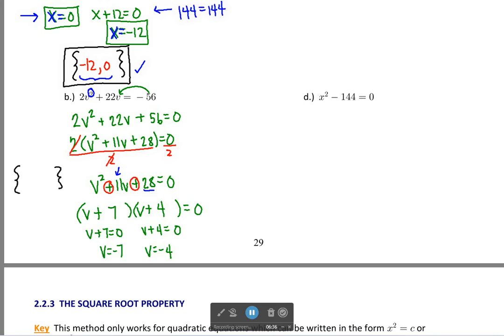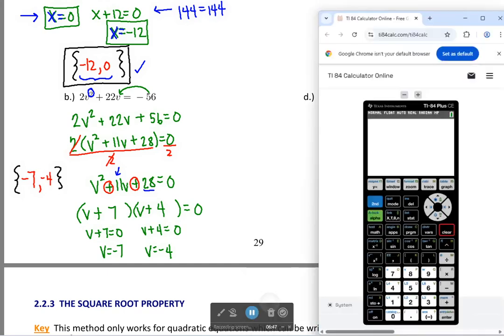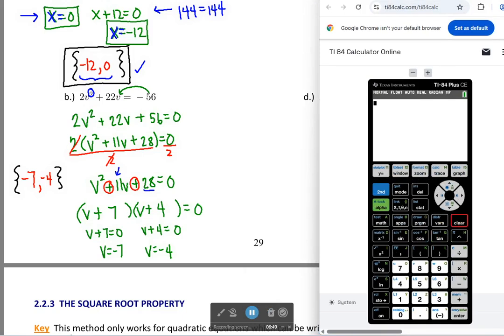Again, I'm going to write them in order from smallest to largest. -7 is one solution, and -4 is the other solution. To check our equation, we can plug both solutions into the original equation and check for balance. But I want to remind you, if your brain gets a little fatigued from the algebra, you can use your calculator to double check the arithmetic here.